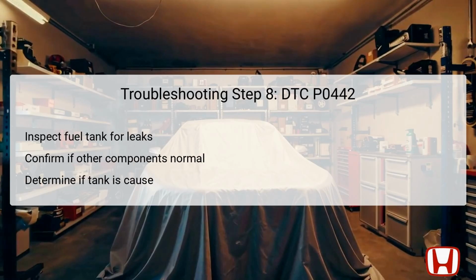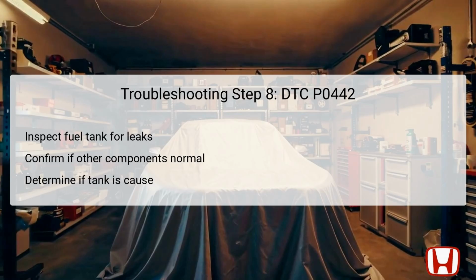The final troubleshooting step involves a thorough inspection of the fuel tank itself. If all previous inspections yielded normal results, but the DTC persists, it's essential to examine the fuel tank for leaks or damage. The fuel tank can have cracks, punctures or other structural issues that compromise its integrity.